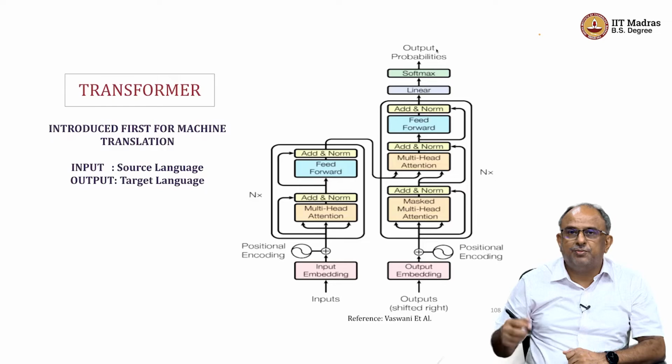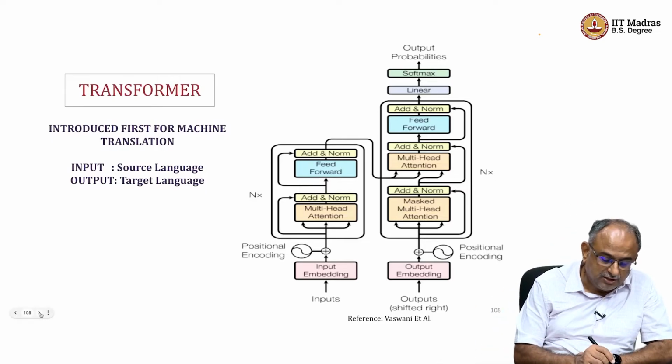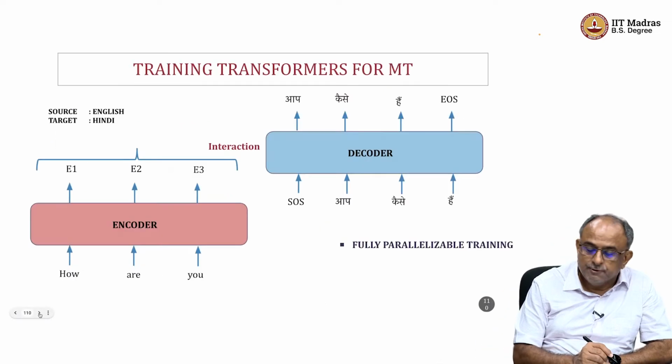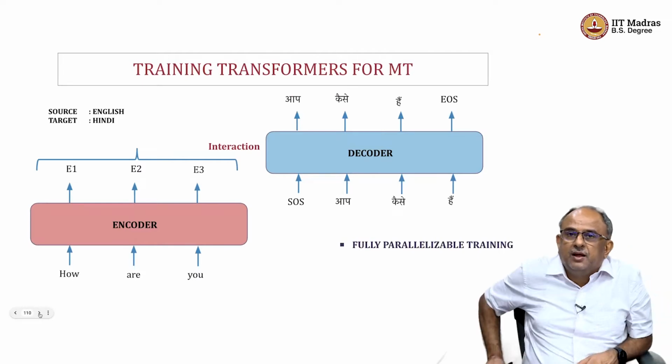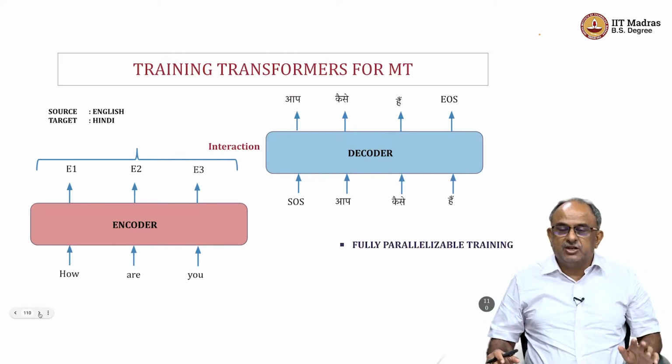Obviously, there will be a softmax because we are trying to predict words, whether we are doing translation or even transcription, okay. So, this is the simple overview of what we call transformers.